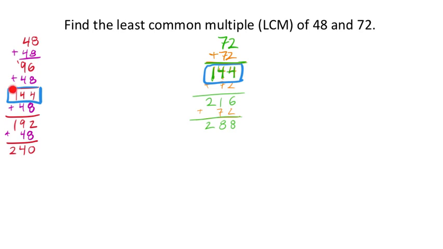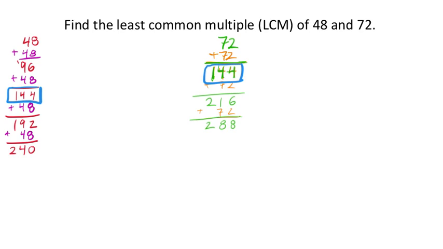Now, if there was anything lower than it, 48, 96, none of which are multiples of 72, you could circle those. But the lowest one that I see is 144. You could continue this pattern until you find something that matches.